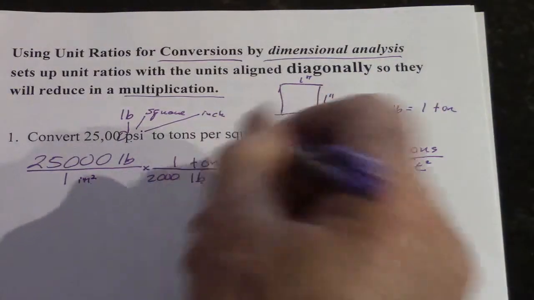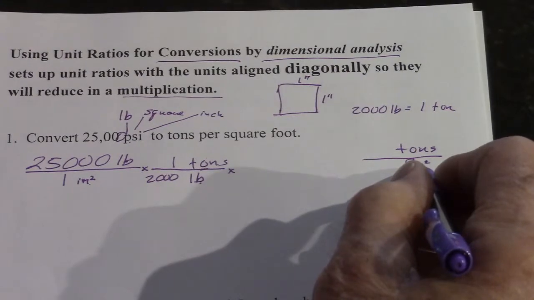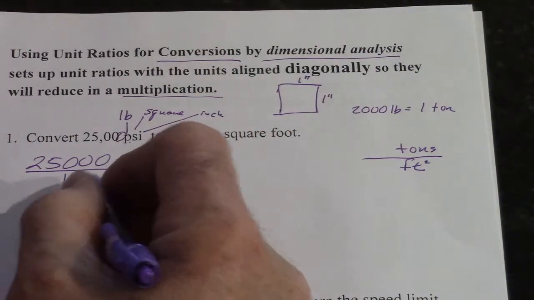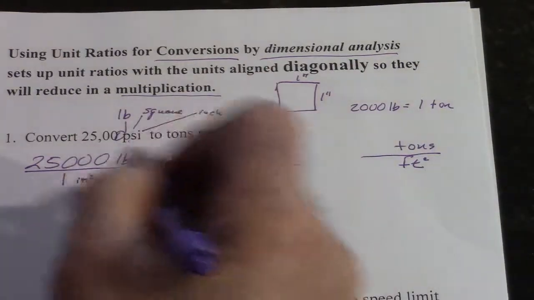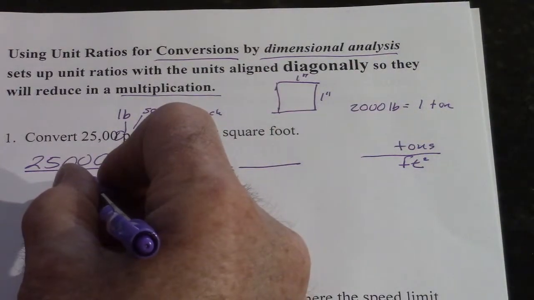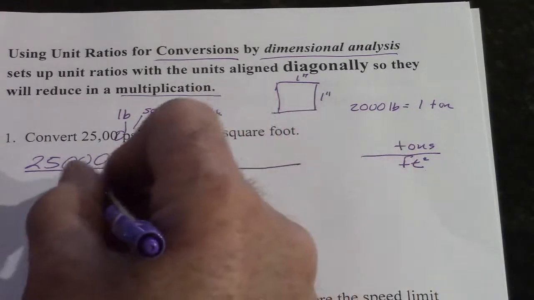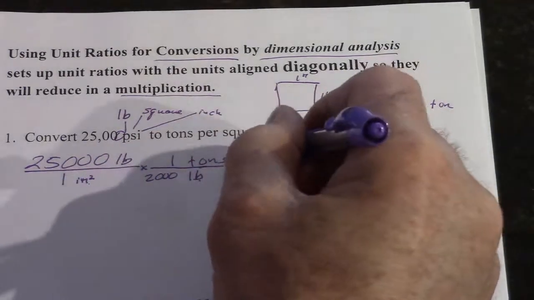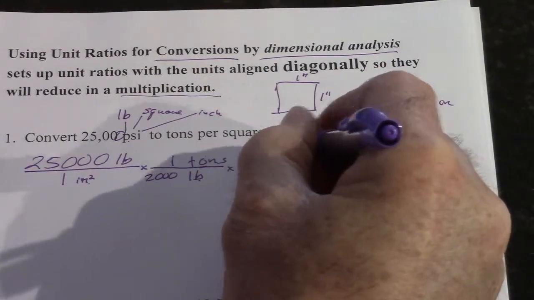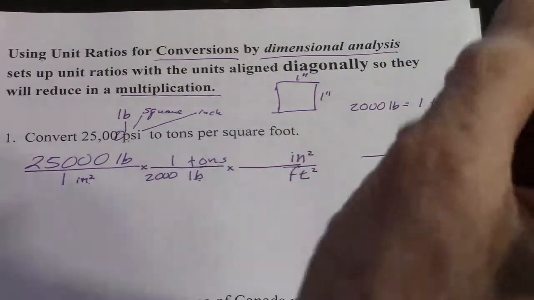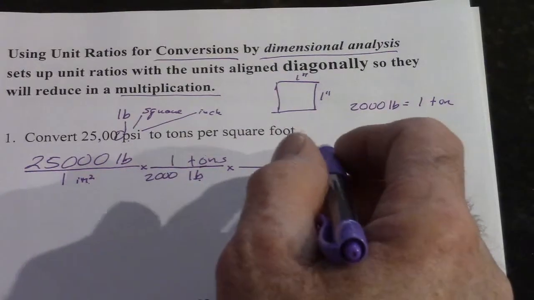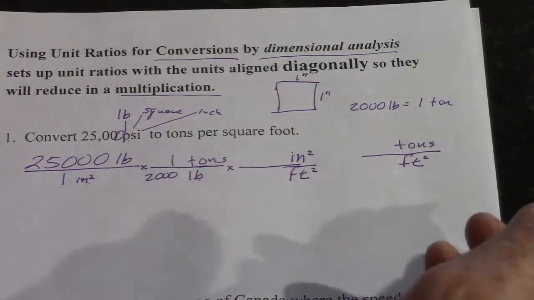And now also, we have square feet we want in the denominator, and currently we have square inches. So in order to convert the square inches in the denominator to square feet in the denominator, we need these square inches to reduce with square inches up here. So we put square inches here, and down here we'll need square feet. Now we do need to know how many square inches are in a square foot.